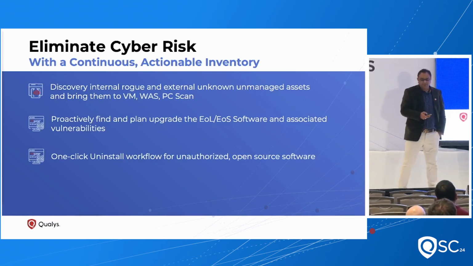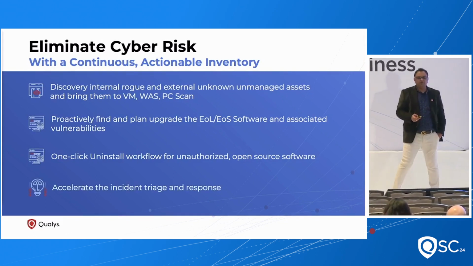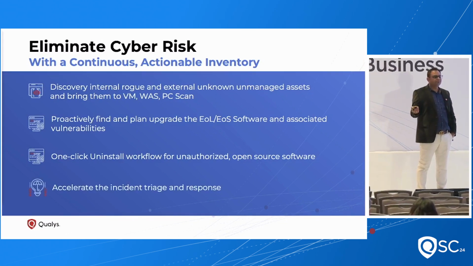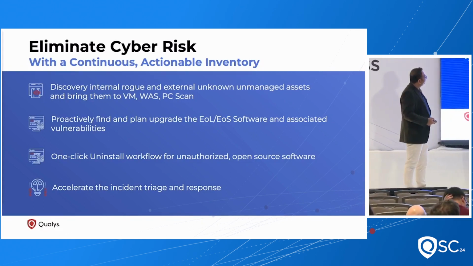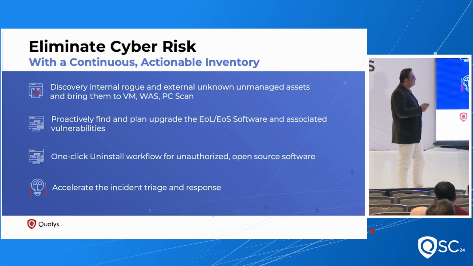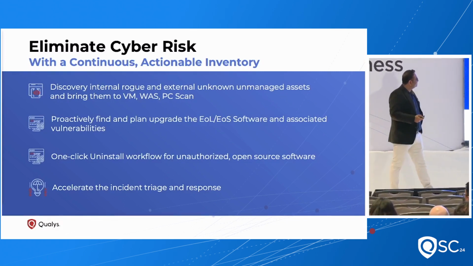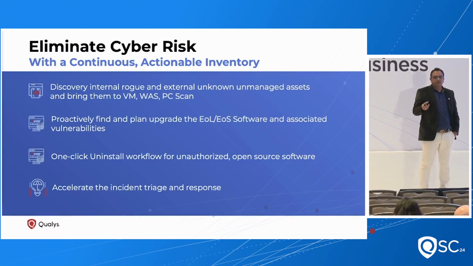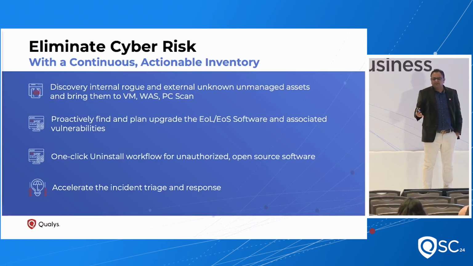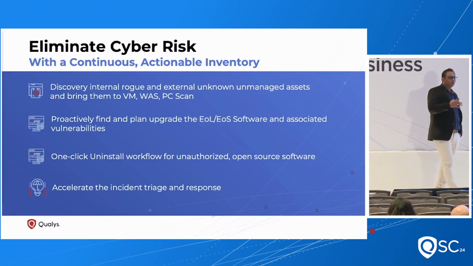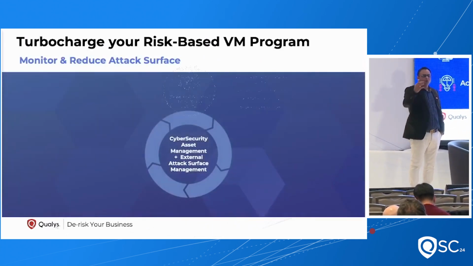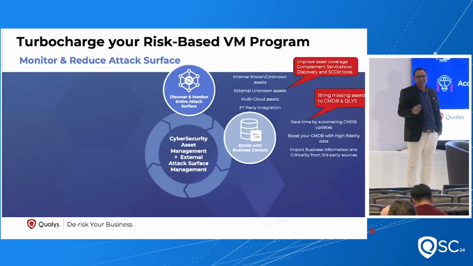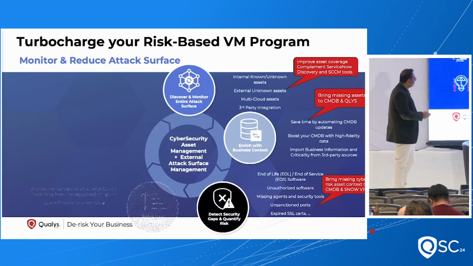And finally, eliminating the risk, right, is all about finding all of your assets which perhaps you may or may not be aware of, and getting them into your VM program or policy compliance, finding all of your end of life, end of service. And if you have unauthorized software that is running, or software that is already end of life, end of service, and not used, and you want to uninstall it so that you can reduce your licensing cost, all of those options are built in the product, right?